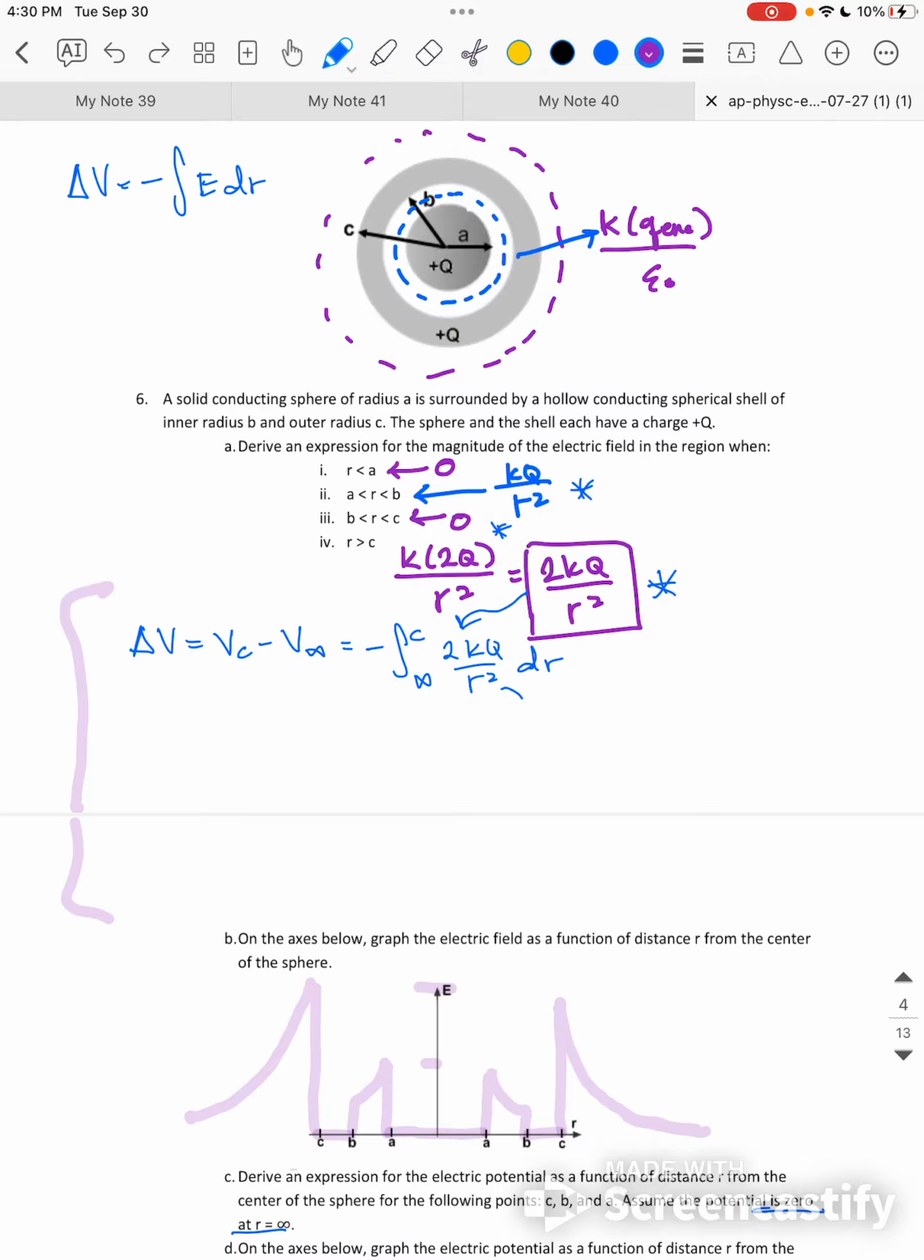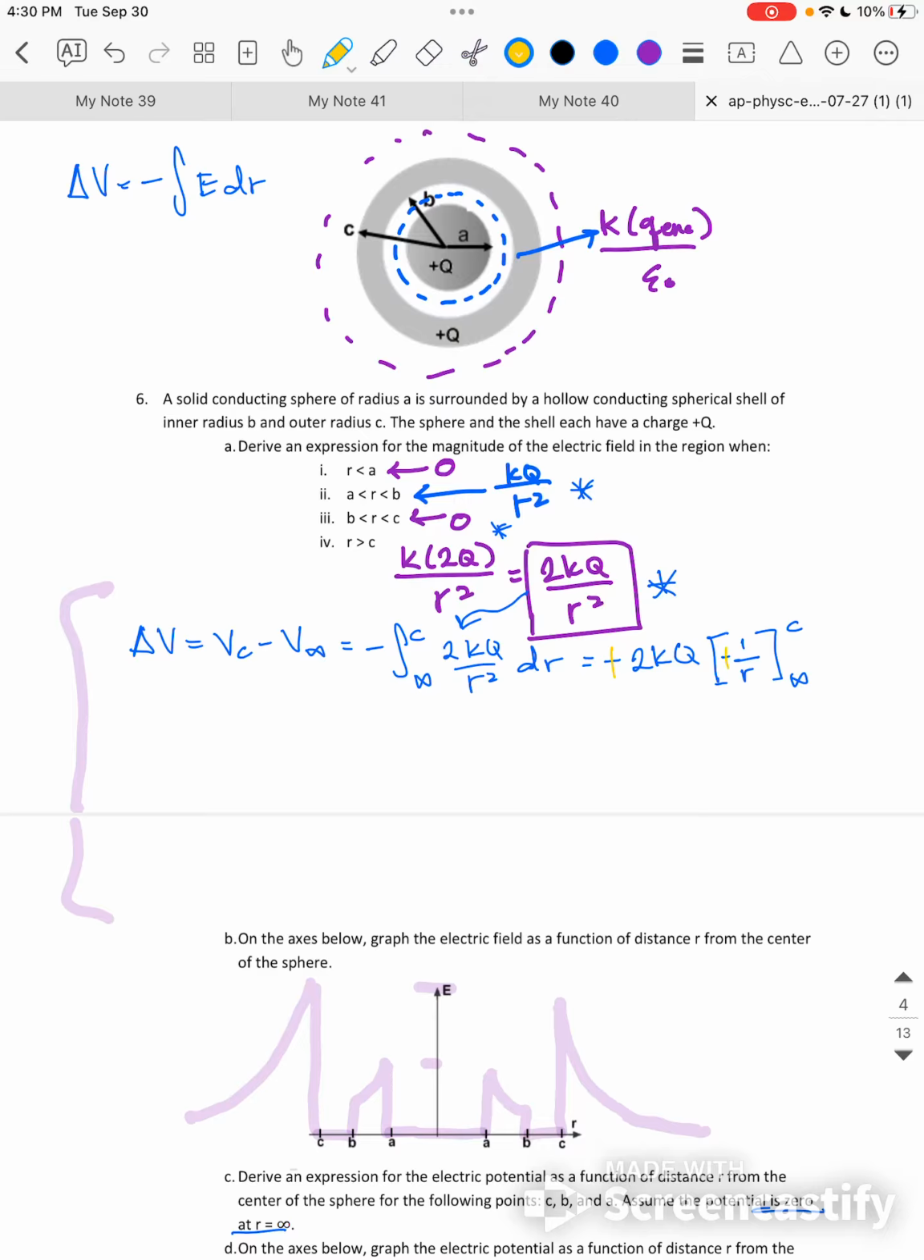I'm hoping that this integral is easy for you and we did it in class. But if I pull out my constants and R to the negative 2, if I decrease that power by 1 and divide by negative 1, I get negative 1 over R, or I get negative R to the negative 1. And then I have to take my limits and subtract that from each other. First thing I'm going to do, I'm going to get rid of the negative.